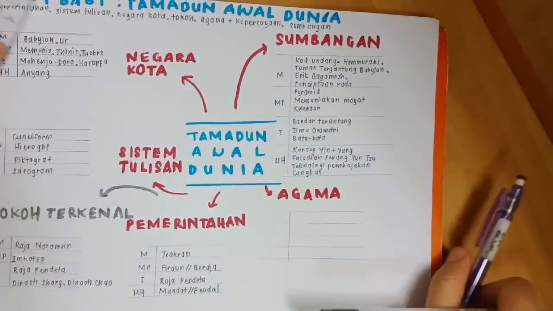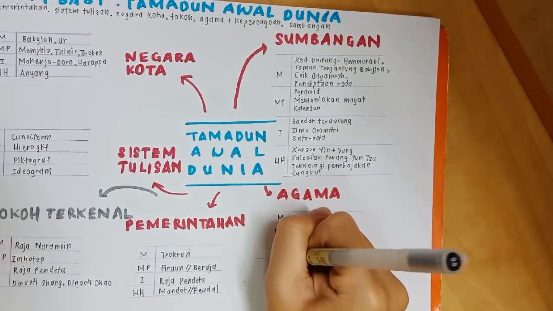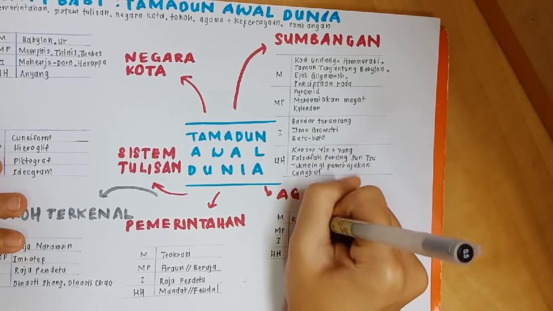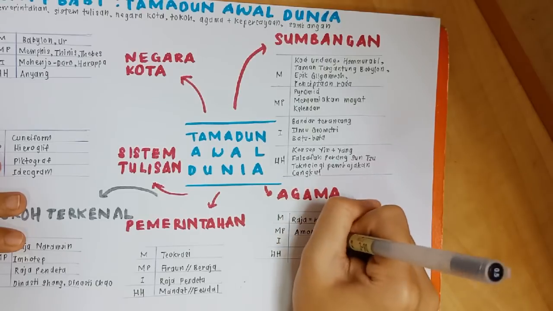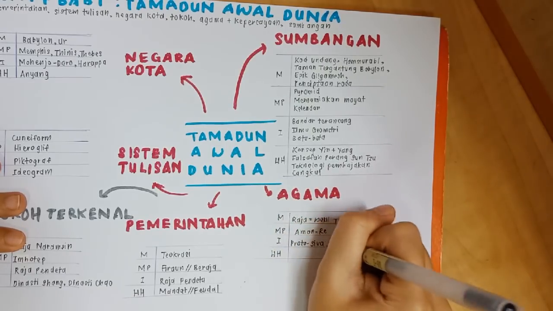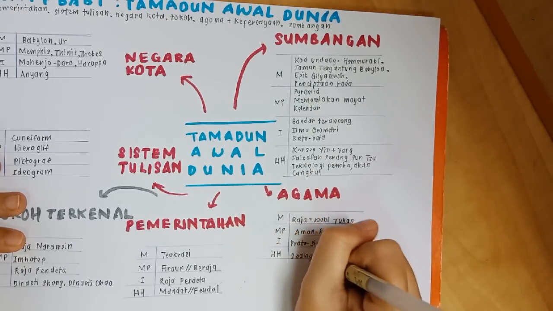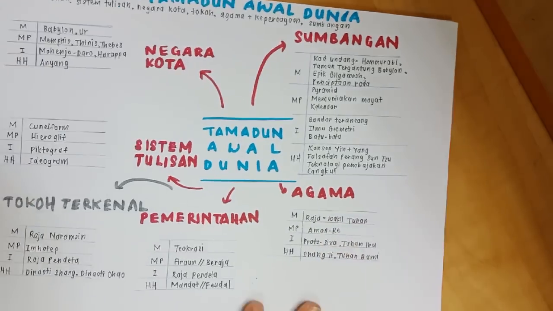The last thing that we're branching off with is agama. And for Mesopotamia, Raja merupakan wakil Tuhan. For Mesir Purba, we have Amun-Re. For Indus, there's Proto-Siva and Tuhan Ibu. And for Huang Ho, we have Shangti and Tuhan Bumi.